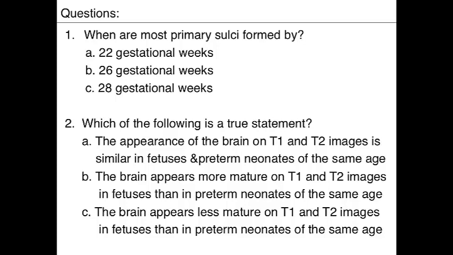Which of the following is a true statement? A, the appearance of the brain on T1 and T2 weighted images is similar in fetuses and preterm neonates of the same age. B, the brain appears more mature on T1 and T2 weighted images in fetuses than in preterm neonates of the same age. C, the brain appears less mature on T1 and T2 images in fetuses than in preterm neonates of the same age. Again, you can vote on that.